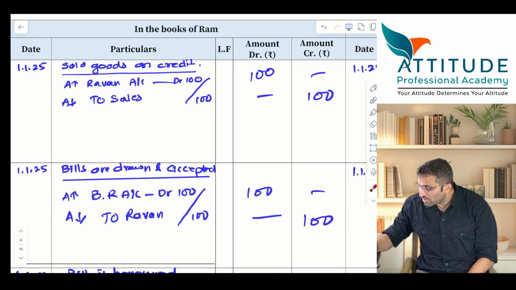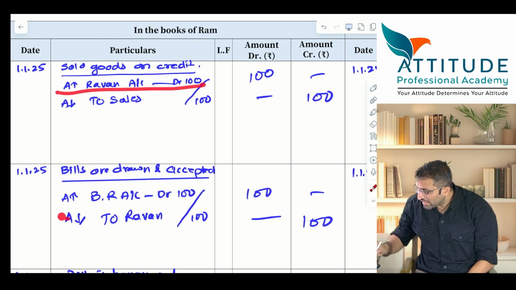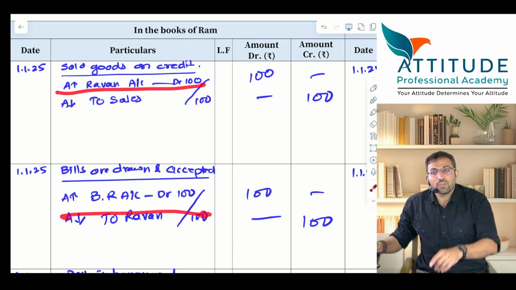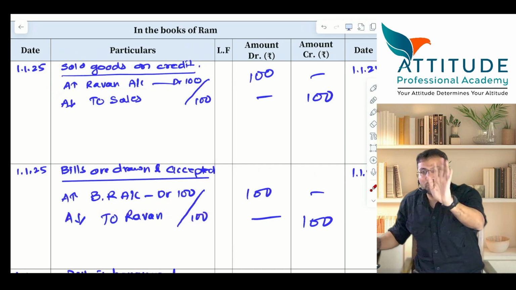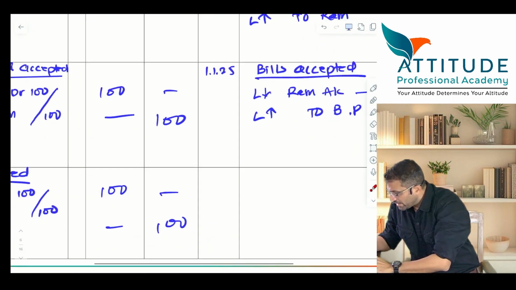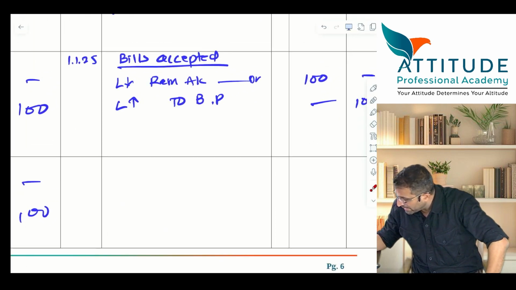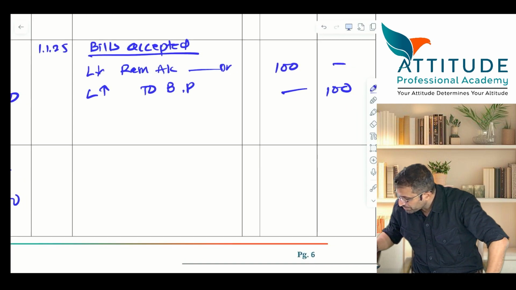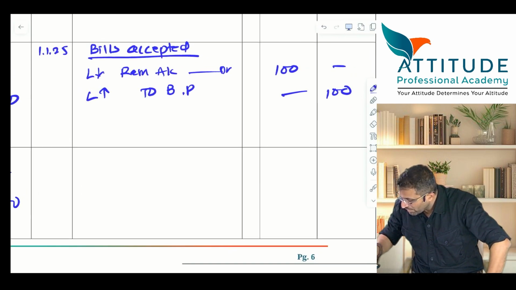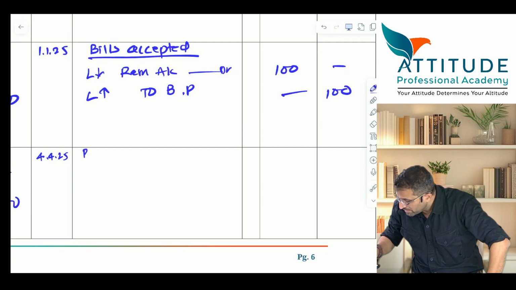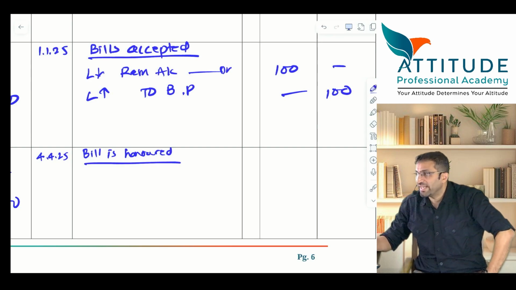Similarly, in your books also, Ravan account debit, Ravan account credit. In your books, my account is closed. In my books, your account is closed. Now, I make the payment. Tell me the entry. On 4/4/2025 on maturity, the bill is honored. Tell me, the bill is honored on the due date.